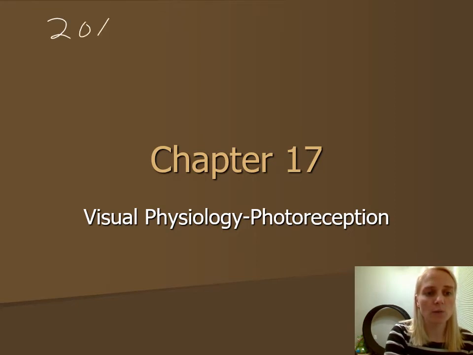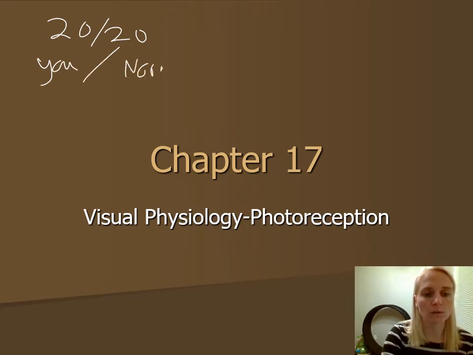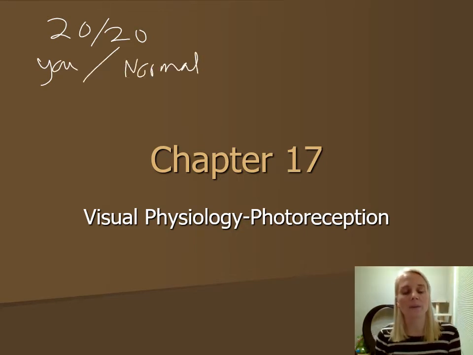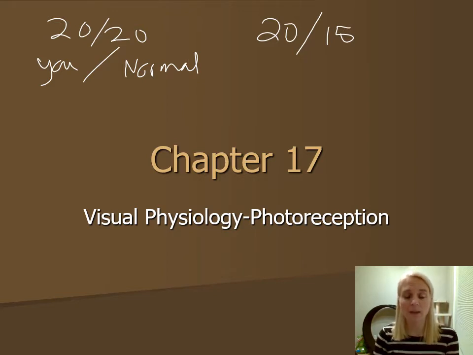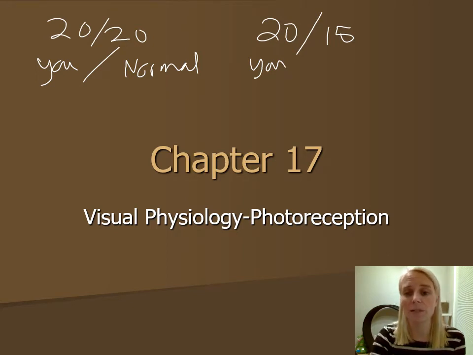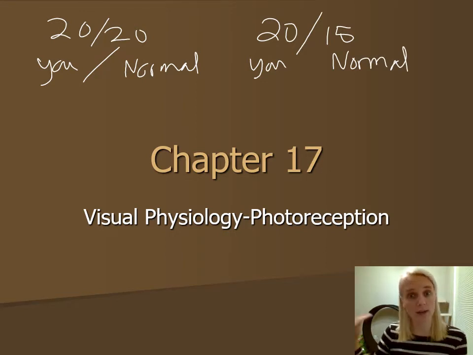When you have 20/20 vision, this is you, and this is normal vision. What that means is you stand at 20 feet and you can see the same thing that a normally visioned person sees at 20 feet. If you have better than normal vision, 20/15, that means you can stand at 20 feet and see the same clarity and detail as somebody with normal vision when they stand at 15 feet. So they have to stand 5 feet closer to see the same clarity that you can, standing 5 feet behind them.